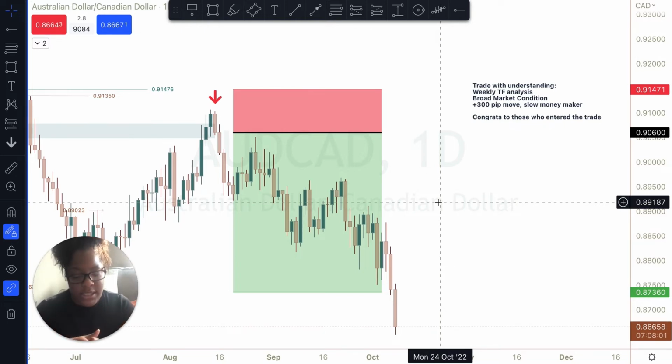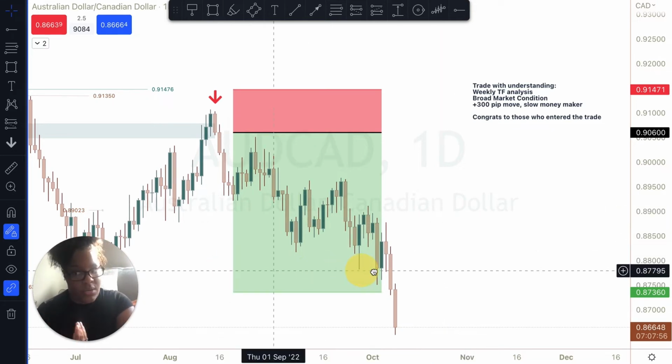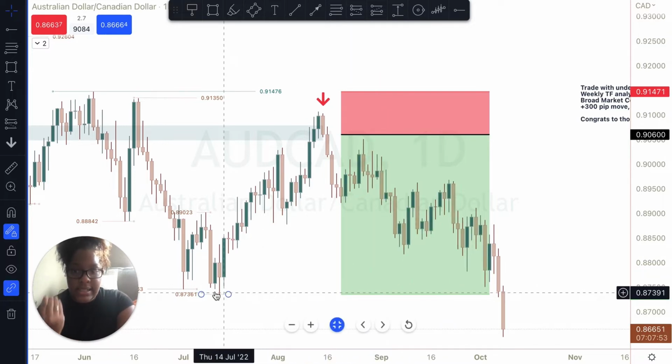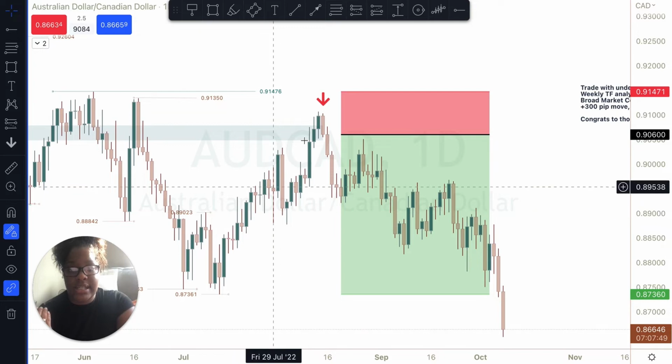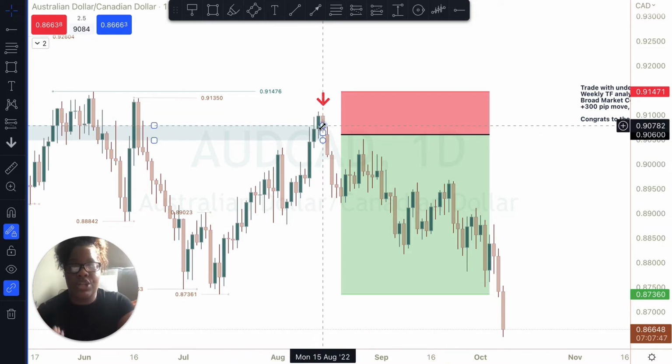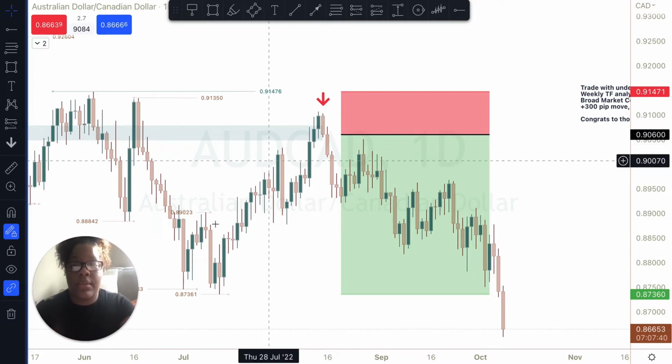The next thing we wanted to look at was the condition of the trend. The condition of this trend is very broad. One of the reasons why I say that is because the distance from where price pulled back was from Wednesday, July 13th, all the way up here to the entry price on Monday, August 15, 2022. So that's a month's worth of movement.